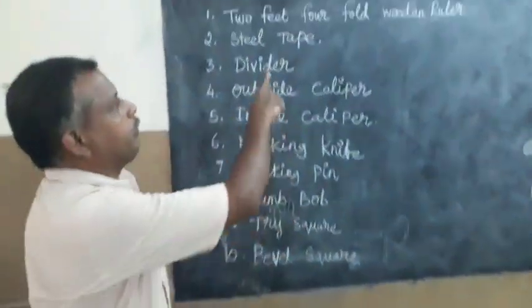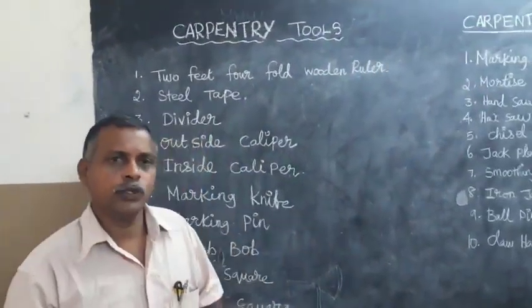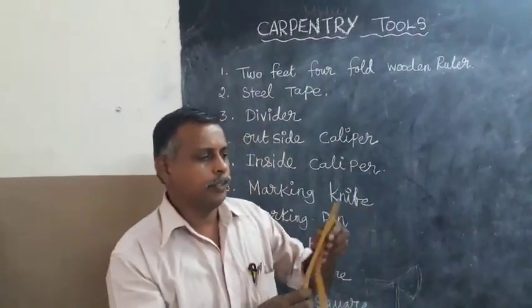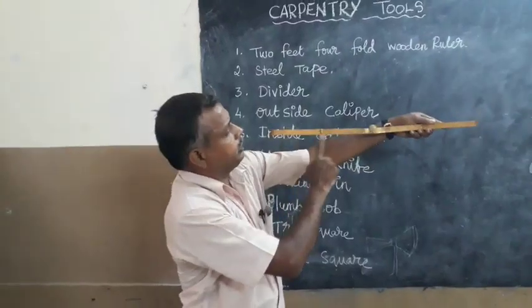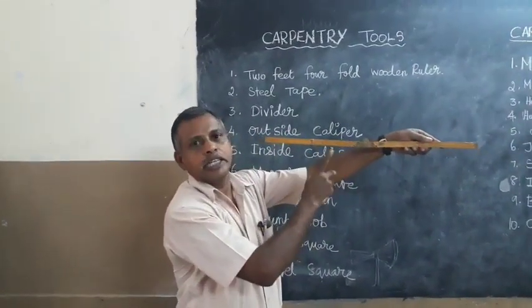Now I introduce the first tool, the 2 feet 4 fold wooden rule. You use the 2 feet 4 fold wooden rule only for measuring, like the old measurement tape. This is only for inches, not for other measurements in millimeters or centimeters.